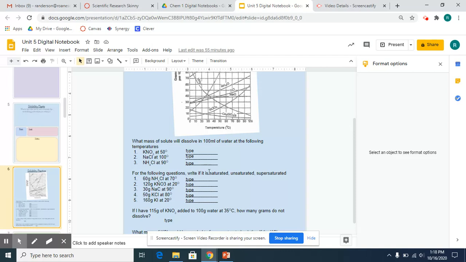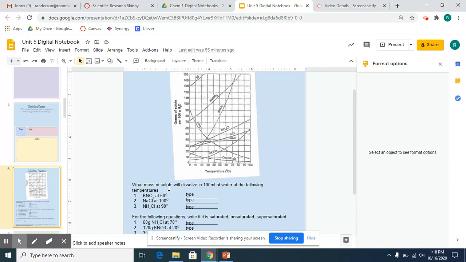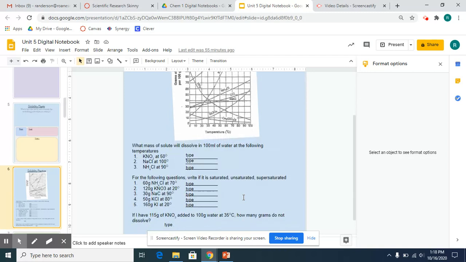Okay, the following questions, the second part, write if it's saturated, unsaturated, or supersaturated. So here we have 60 grams of NH4Cl. NH4Cl is this line right here. It says 60 grams, which is on the side. So 60 grams at 70 degrees. Well, that's right on the line. So since it's right on the line, that would be saturated. If you did that and it was above the line, it would be supersaturated. And if it was below the line, it would be unsaturated.